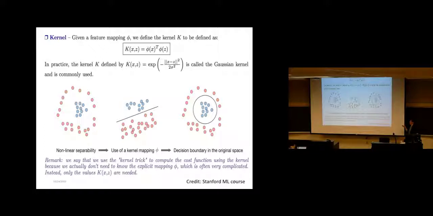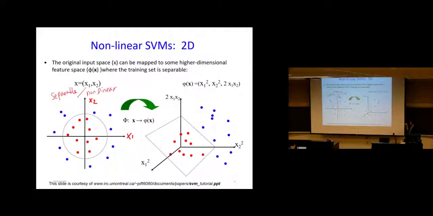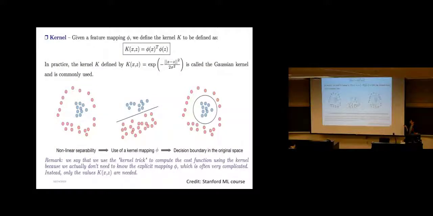For this one, it's very simple. This is one type of kernel: sqrt(2) x1 x2, x1 quadratic, x2 quadratic. This is the first type, phi 1, right? This is more like a polynomial kernel. And you can also use what is called the Gaussian or RBF kernel.